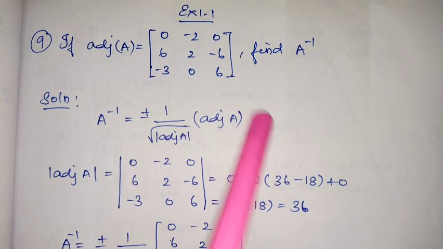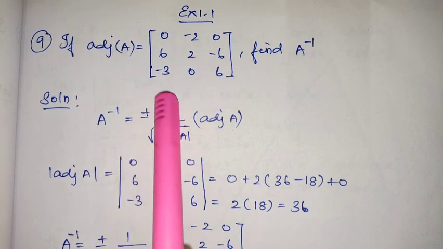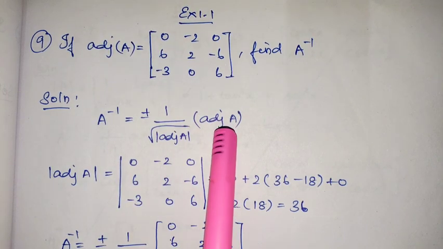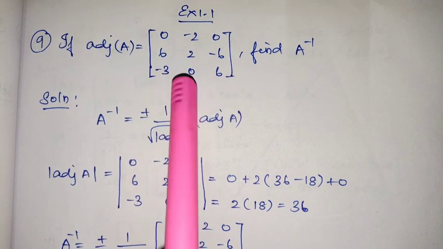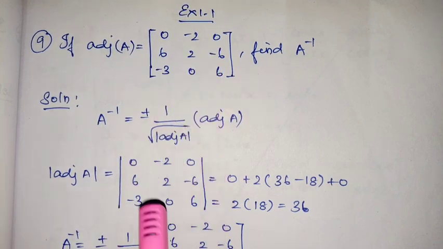So we can use this formula. A inverse is equal to plus or minus 1 by root of determinant of adjoint A into adjoint A. It's very simple. So find only the determinant of adjoint A and write this adjoint A value here. That's all. So determinant of adjoint A I have written here.